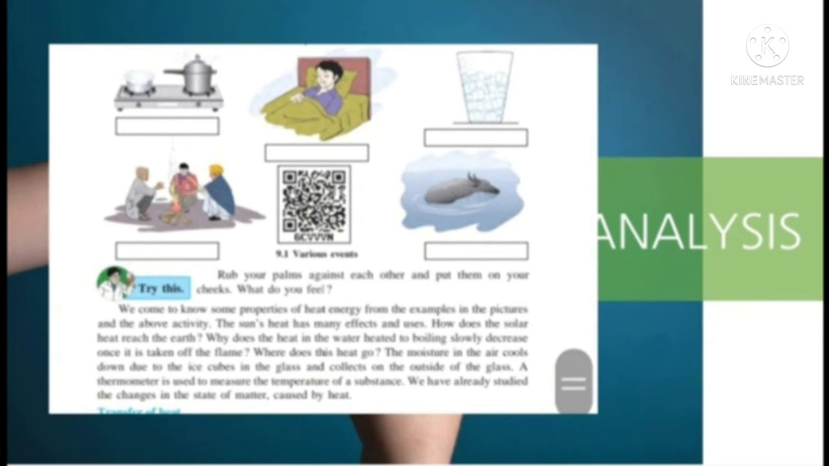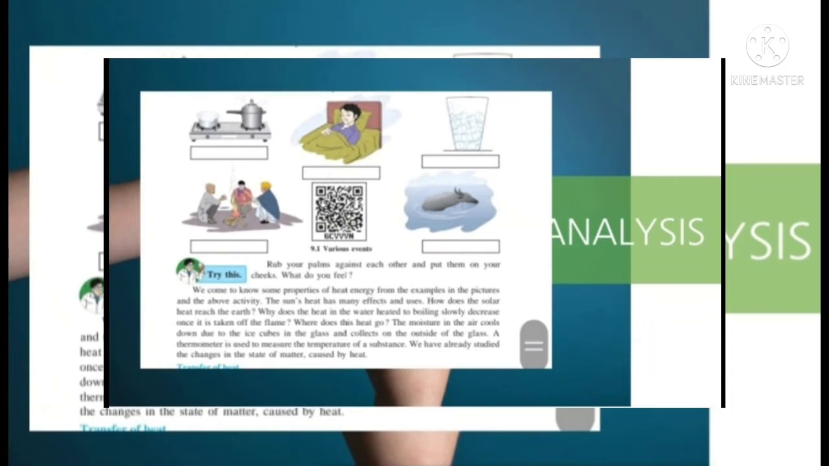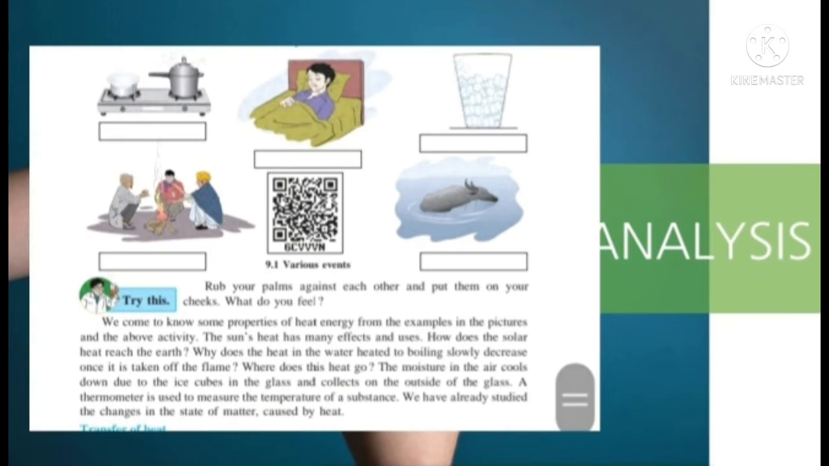We have already studied the changes in the state of matter. Now, transfer of heat. We take a hot object in the vicinity of a cold one. The cold object becomes warm and the hot one becomes cooler. From this we can infer that heat is transferred from a hot body to a cold body. So, modes of transfer. First one is conduction.